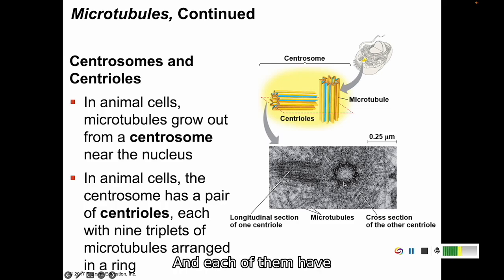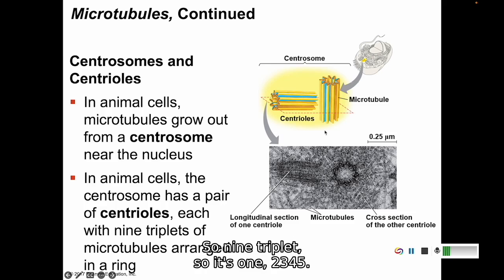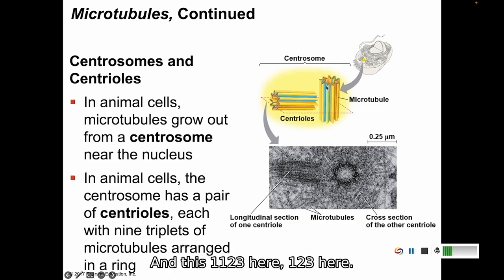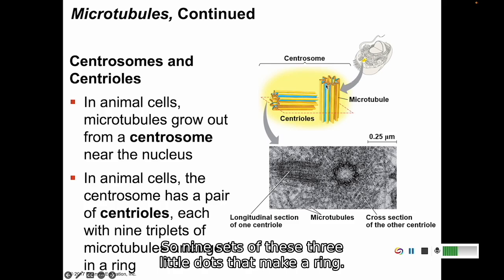And each of them has 9 triplets of microtubules arranged in a ring. So 9 triplets. So it's 1, 2, 3, 4, 5. If you go around, there's 9 of those. And they're each in a triplet. So it's 1, 2, 3 in this one. 1, 2, 3 here. 1, 2, 3 here. You can kind of see on here. This micrograph is a little bit harder to see, but these are still 9 sets of triplets. So 9 sets of these 3 little dots that make a ring.